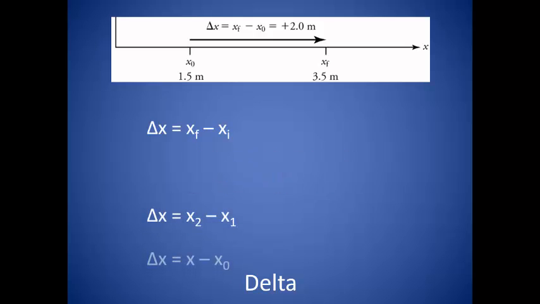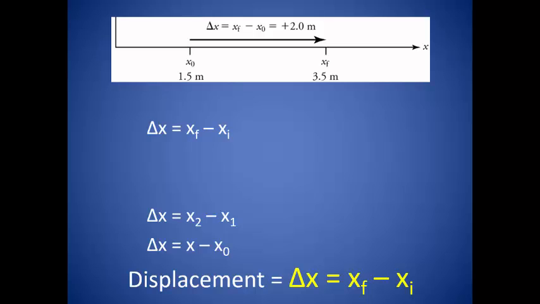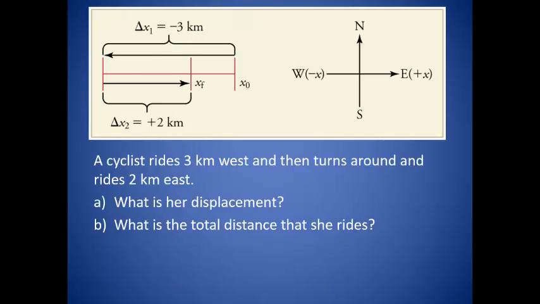There are actually several different ways that you will see this written. X final minus x initial, x2 minus x1, x minus x naught. In this class, we will typically use the xf minus xi, but be aware that it can be written in different ways. Since we have now described a change in our position to the object, we refer to this movement as displacement.